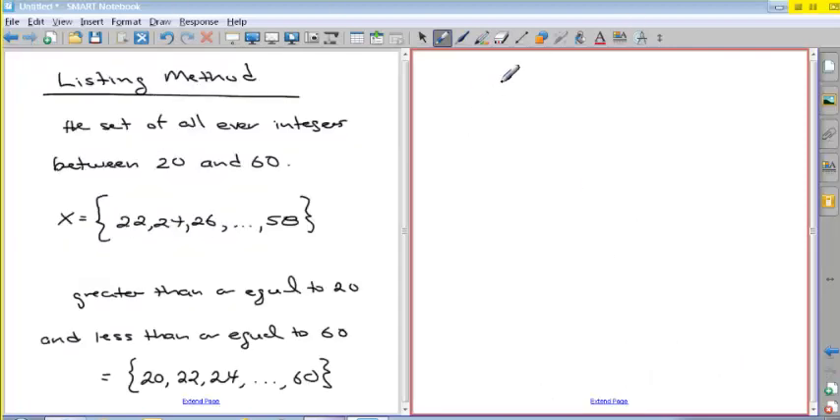Now I might do something in this other notation which says, so this is a listing method, this is a word description. And then you have this formalized set builder notation which looks like this, and then it has a straight line. X is the negative integers.